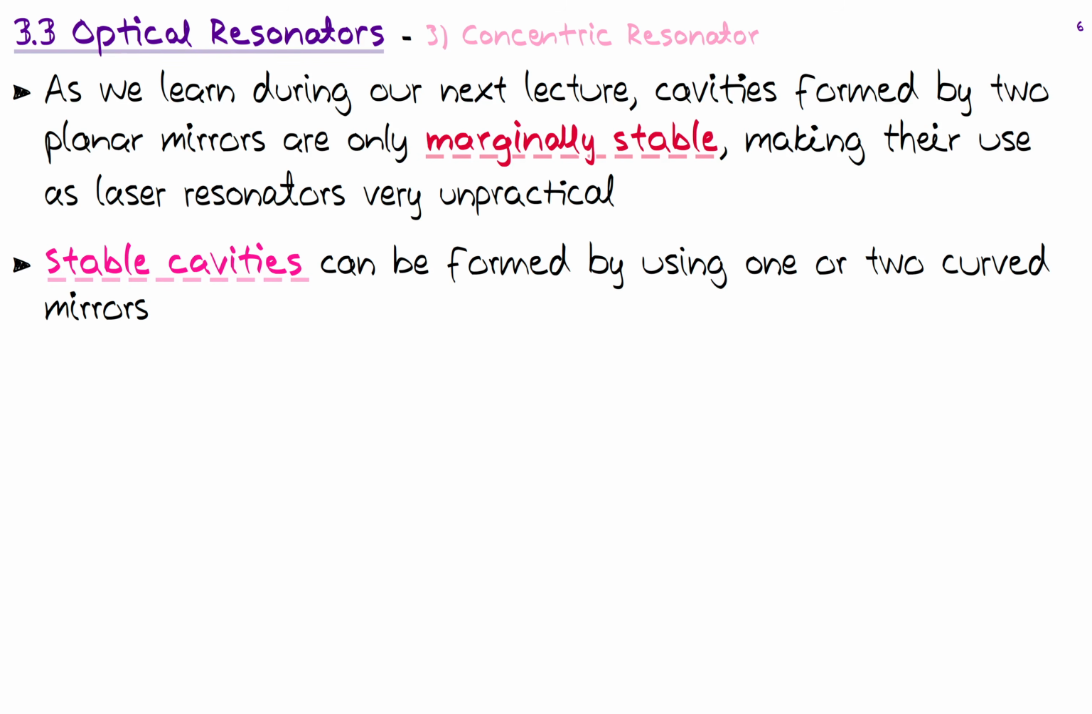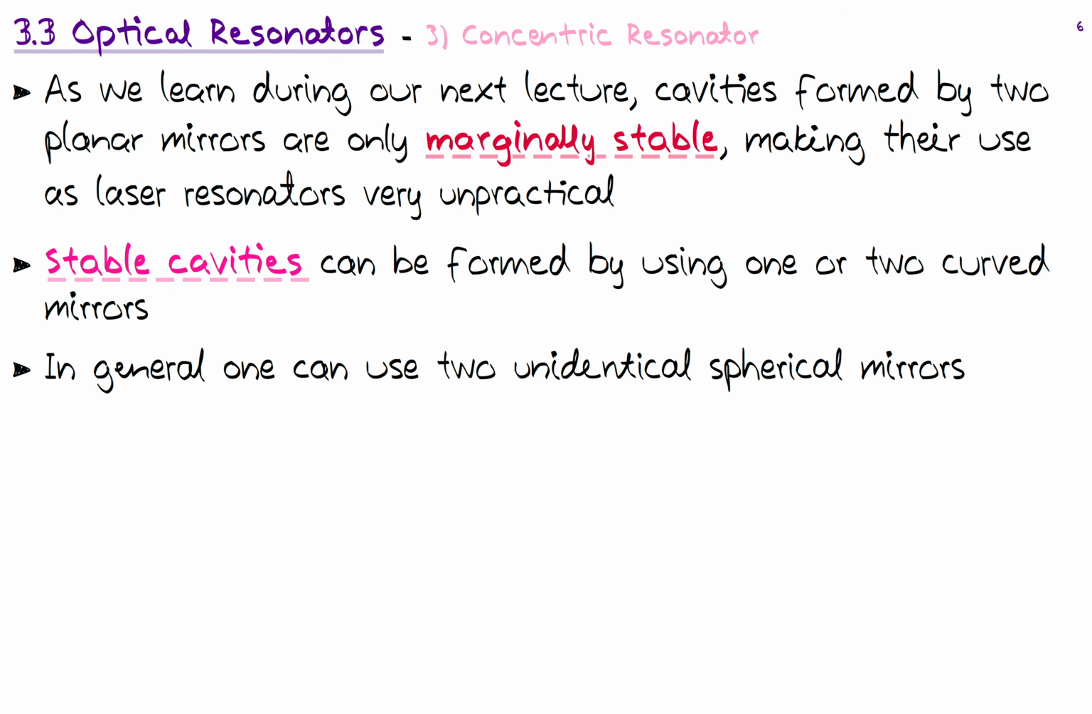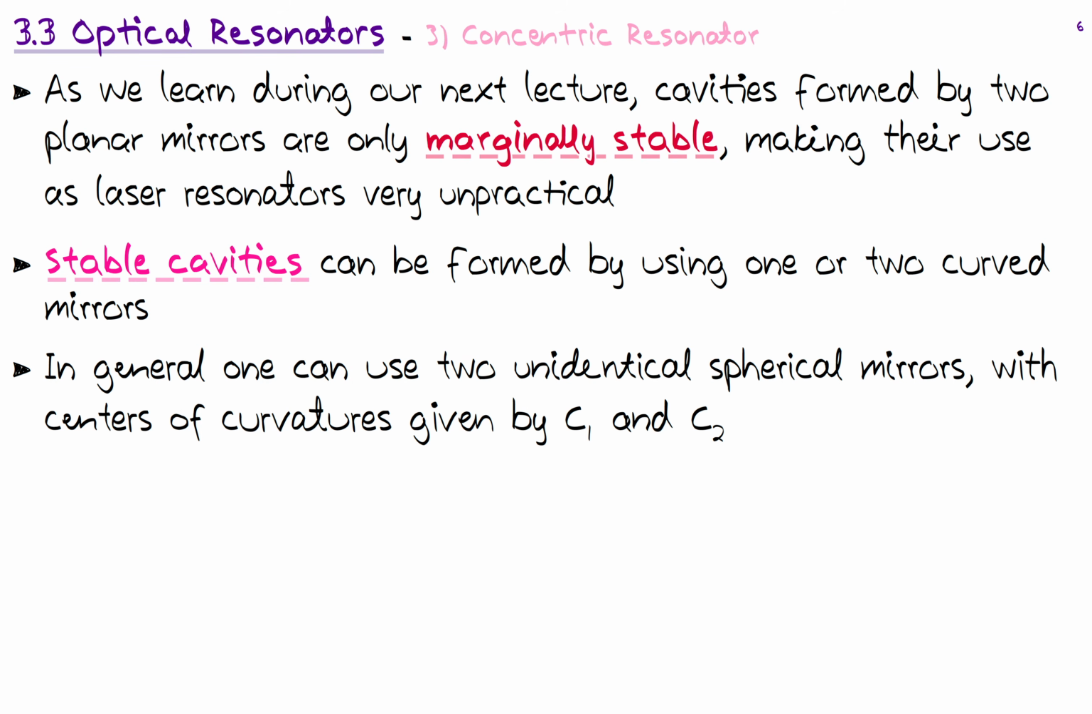And that's the practical way of realizing laser resonators. So not really using Fabry-Perot cavities, but rather using curved mirrors, or just one curved mirror, to realize a laser resonator. In general, we can use two non-identical spherical mirrors. In this case, the centers of curvature could be different, given by C1 and C2, which would be the most general case.